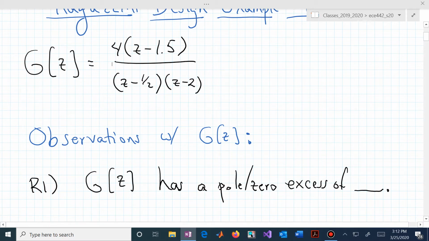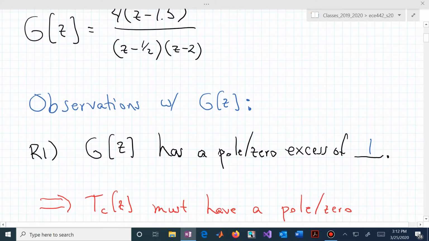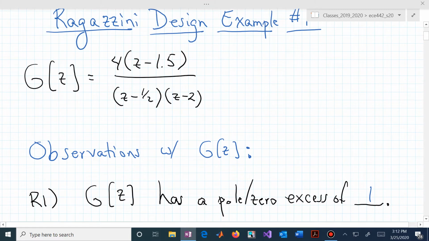G of Z has a pole-zero excess of 1. We have two poles, one finite zero. That gives us a pole-zero excess of 1. We're defining the pole-zero excess to be with respect to finite poles and finite zeros. So here we have two finite poles and one finite zero. Our pole-zero excess is 1.